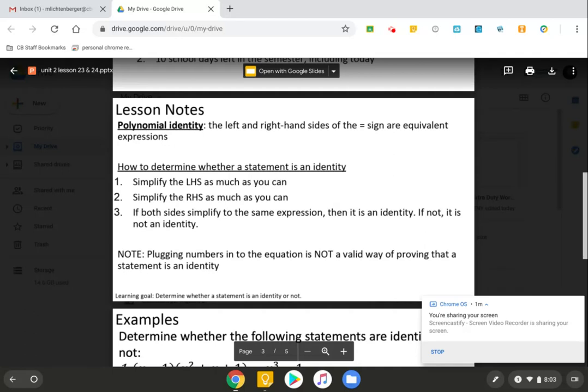We need to prove that it works for all combinations of numbers. Plugging in a bunch of numbers only proves that it works for that specific combination of numbers. Doing the algebra and simplifying and seeing whether you get the same thing or not, that will prove or disprove whether it works for all combinations of numbers. I can't stress how important this is. Again, this will come up on your test later this week.